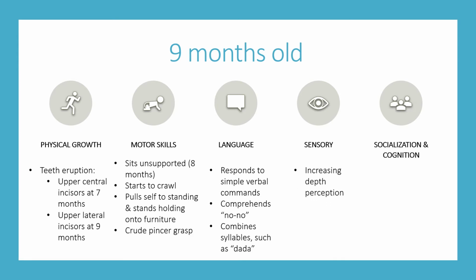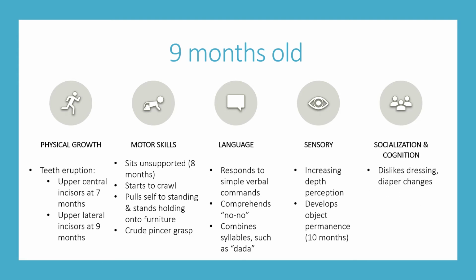As far as their sensory development at 9 months old, they have increasing depth perception, so they're understanding that objects are further away or closer than they appear. And they develop object permanence at about 10 months old, when they realize that objects that leave the visual field still exist. So if a toy is placed underneath a blanket or behind a pillow, out of the child's vision, they understand that the object is there and they will start to search for it.